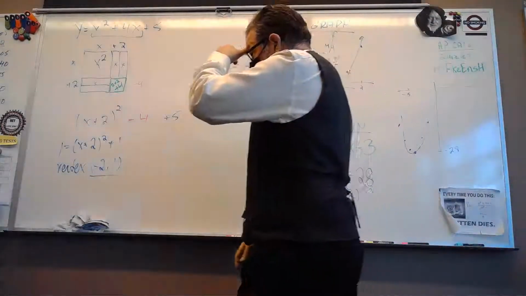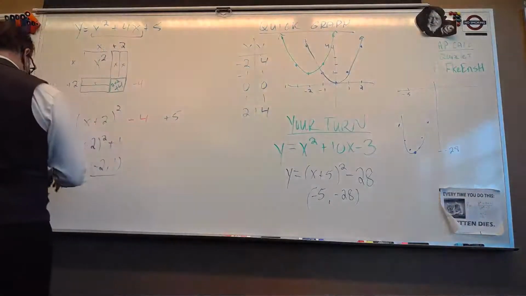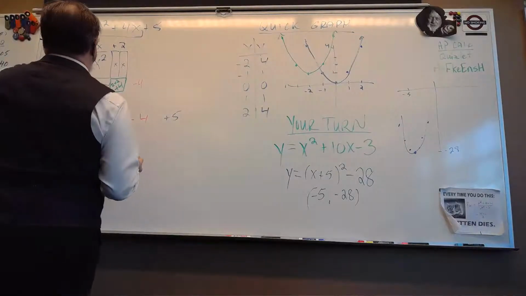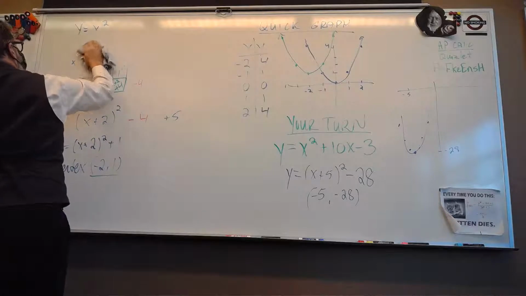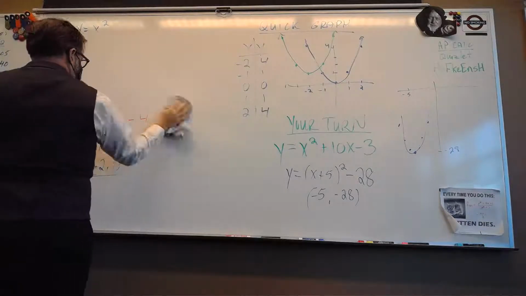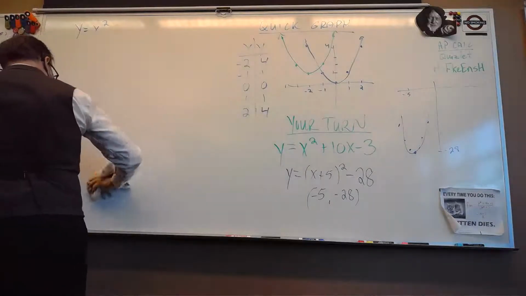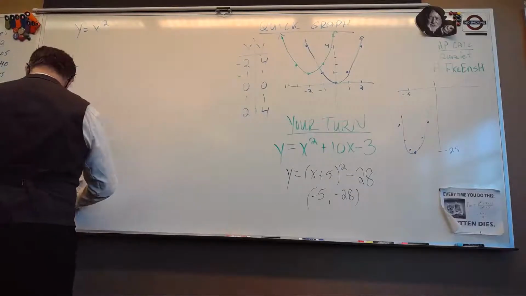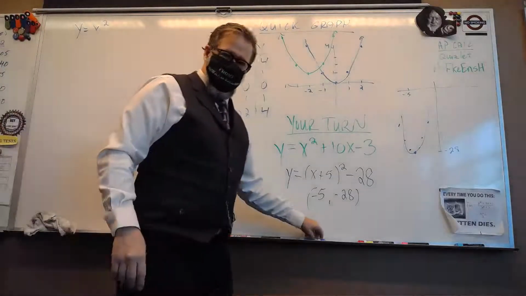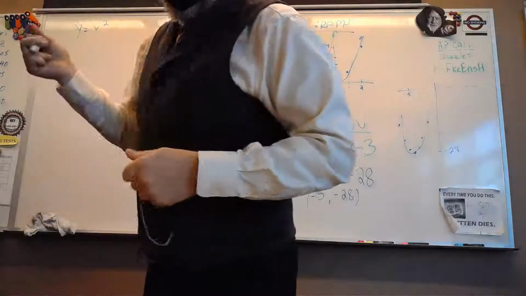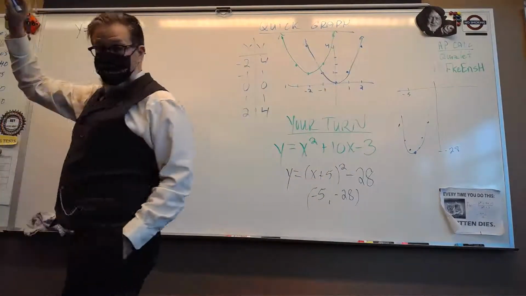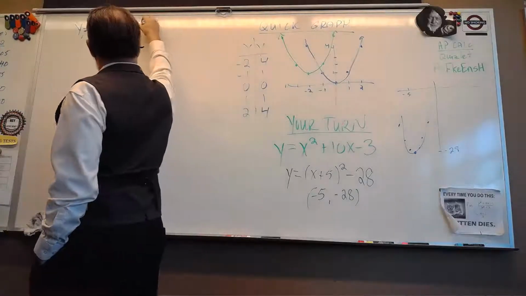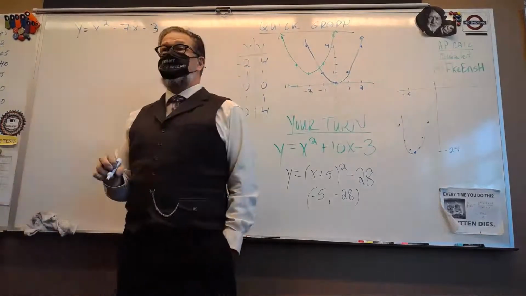Cool. Let's do the next one. Because the next one, I said it would be easy, medium, hard. So medium looks like this. My equation is y equals x squared minus 7x minus 3. Now, why is this medium?